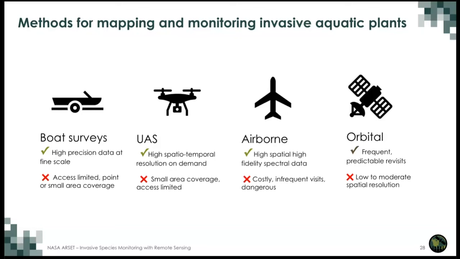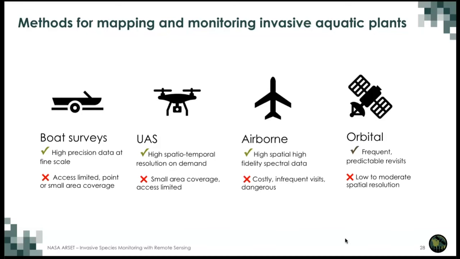The final platform that we can use for remote sensing is orbital data or satellite remote sensing. Satellites that are in low Earth orbit provide frequent, predictable revisits over the same place on the Earth. But the downside of this is that they typically have low to moderate spatial resolution.